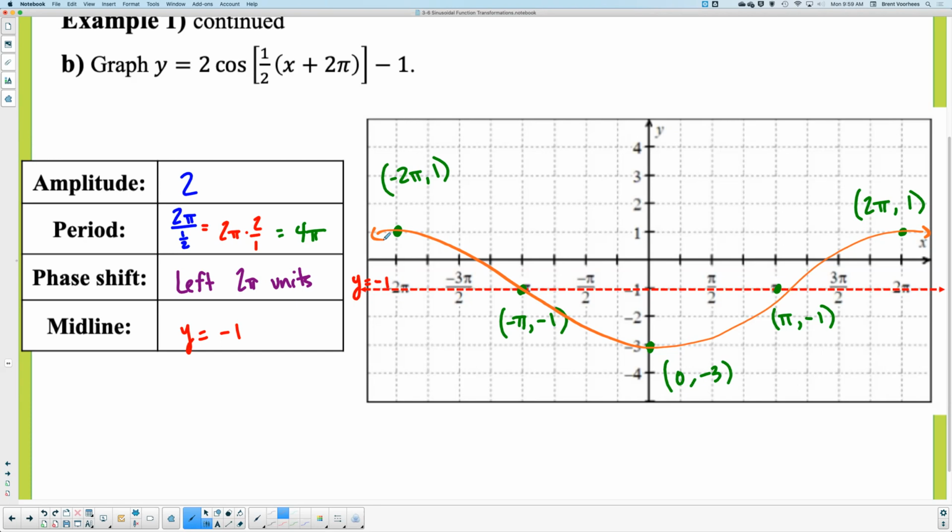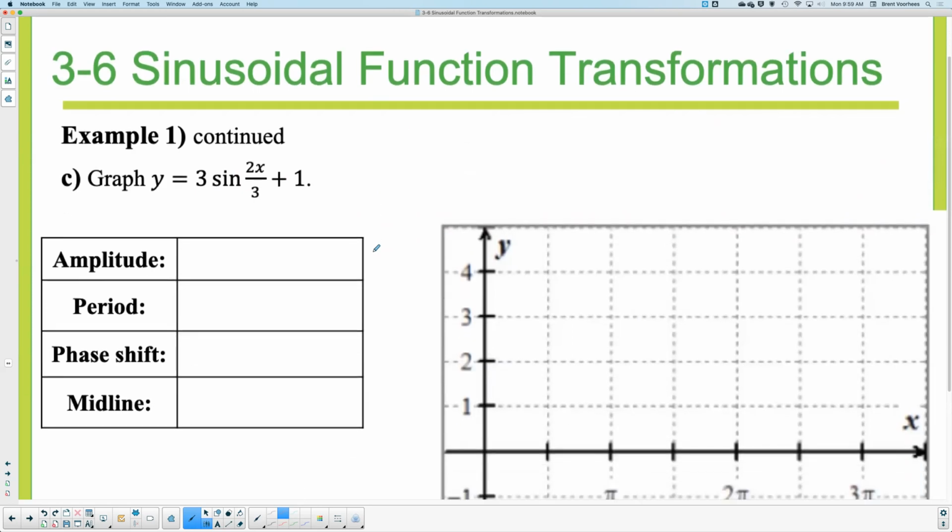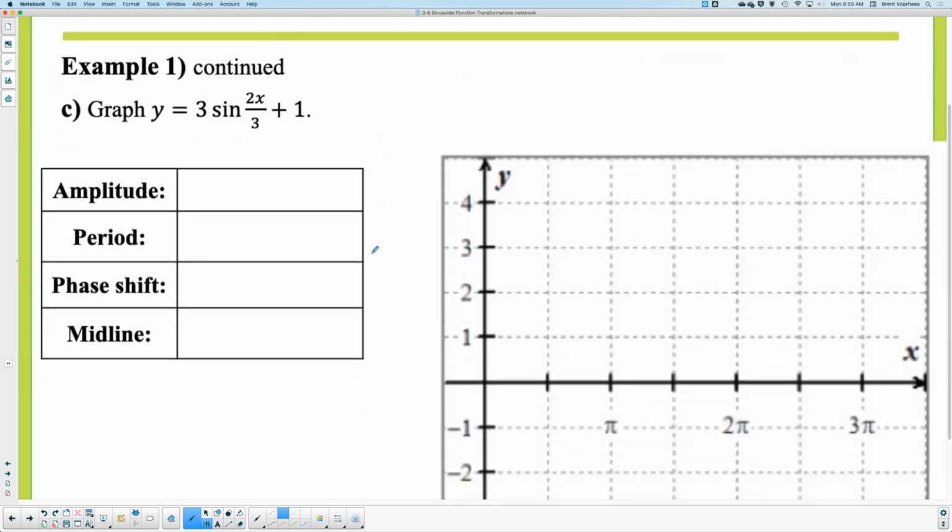All right. With that, I believe, oh no, I have a part C. I'm sorry. Let's roll through this one more time before I give you your first.